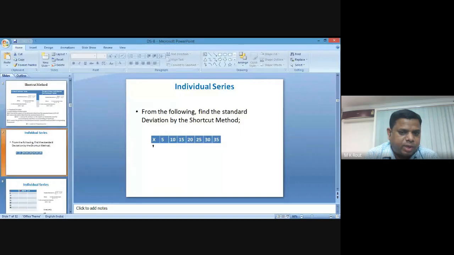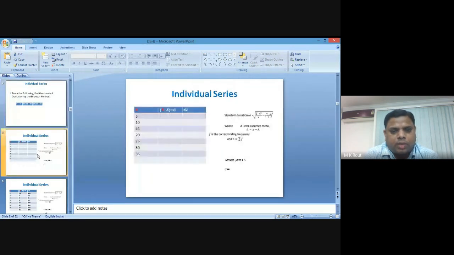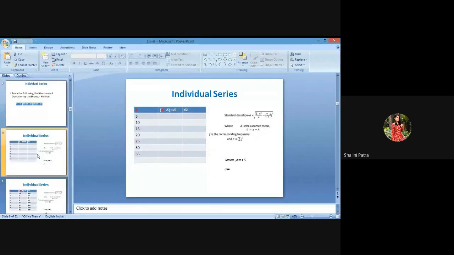20, 25, 30 and 35 respectively. So let's first try to calculate, or make, a particular table. This is the first step. In the first step, we have to identify the D values. And in this particular problem, the assumed mean is given as 15. So try to solve this one.